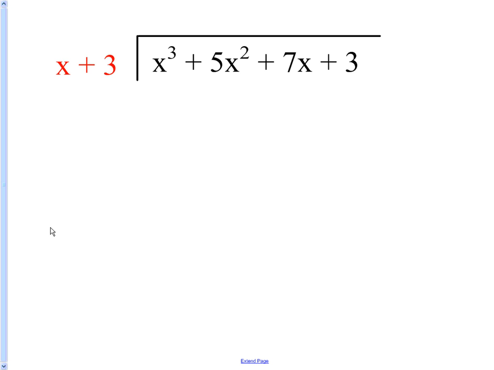Okay, tomorrow we're going to have a little quiz on knowing how to do long division with polynomials and also synthetic. So take a second and answer this, and I'll get right back to you.